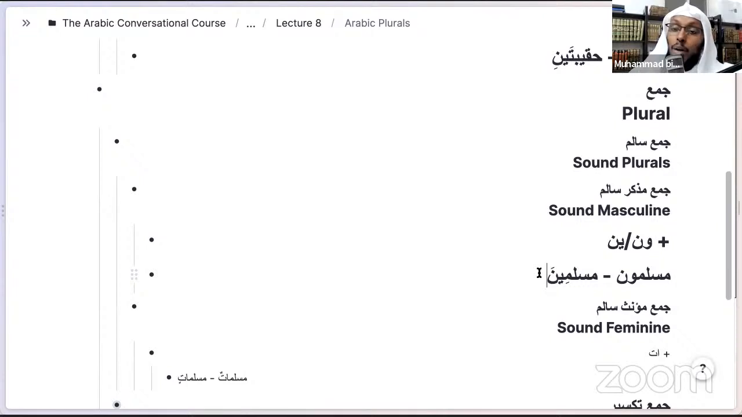This applies when both of them are mansub or majroor, i.e. when both are meant to have a fatha or a kasra for grammar reasons, and they're not meant to have a dhamma. Of course, if it's marfu', as in it's the fa'il or the mubtada or the khabar, and it's meant to have a dhamma, then it's going to have an alif for the muthanna and a waw for the jama' mudhakkar salim. So there's no confusion there.